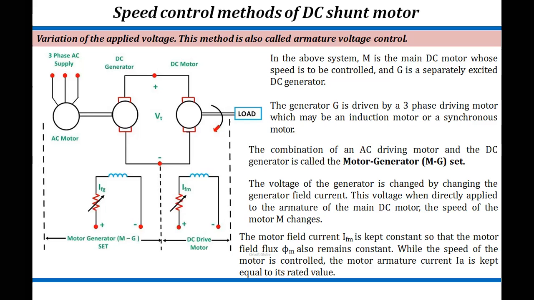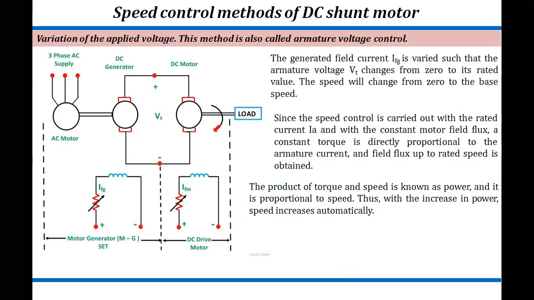So here we can control the speed of the DC shunt motor by controlling the supplied voltage, and the generator field current is varied such that the armature voltage changes and the speed will also change from 0 to the base speed.